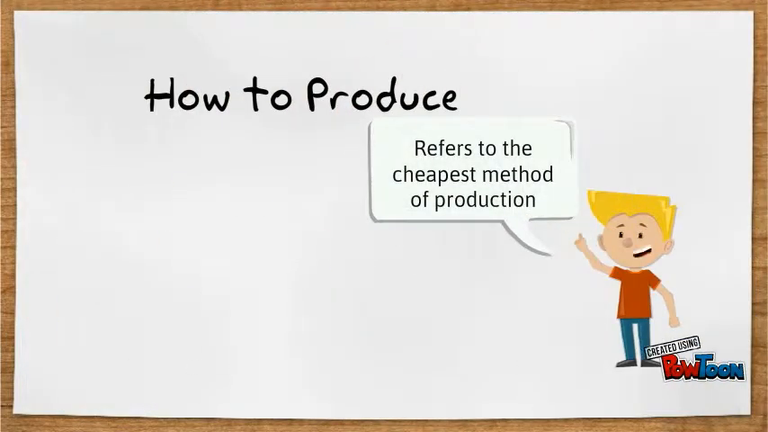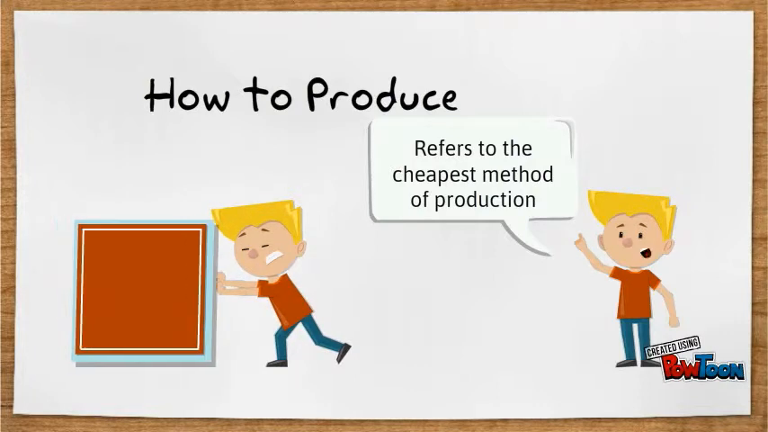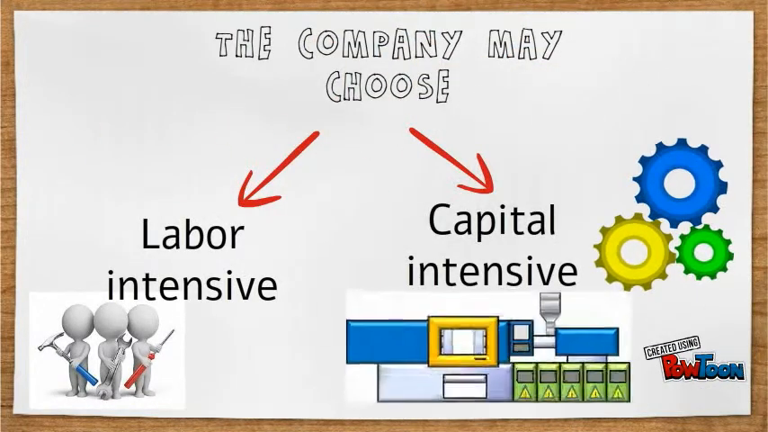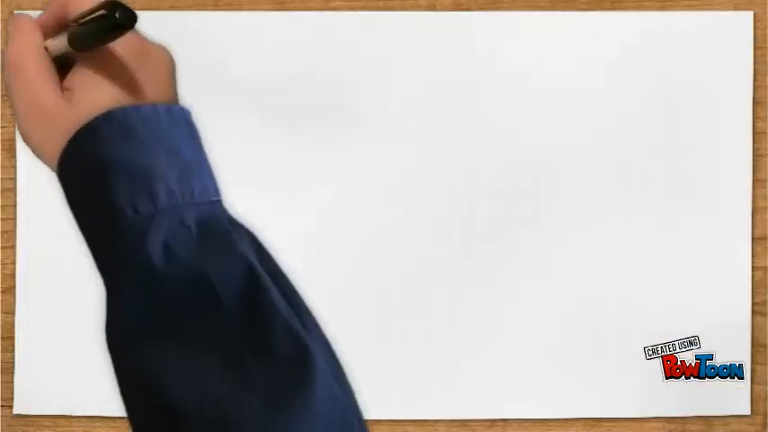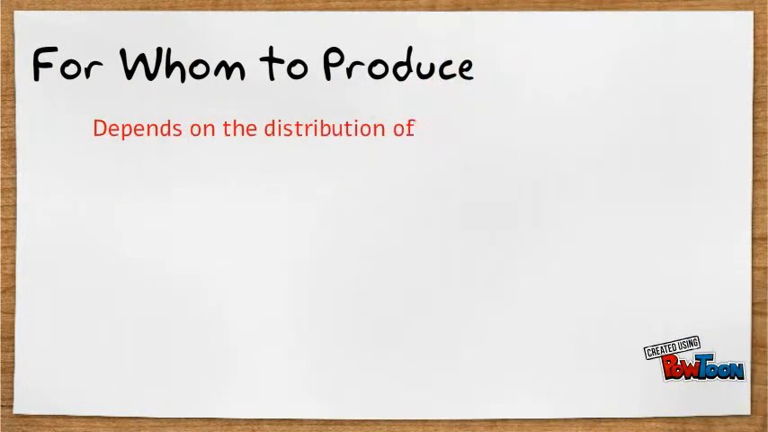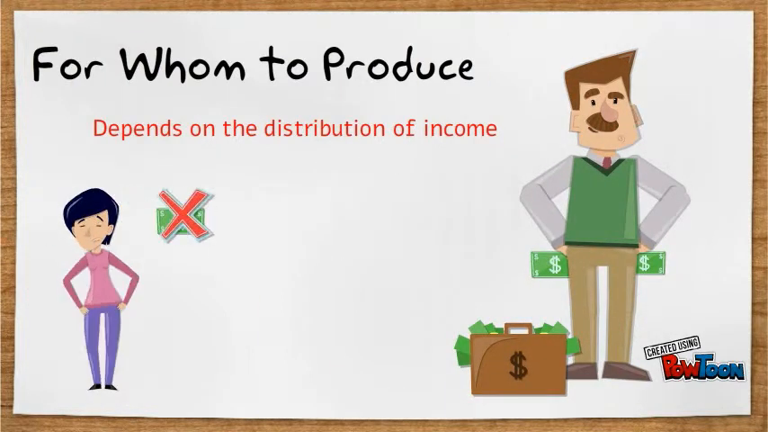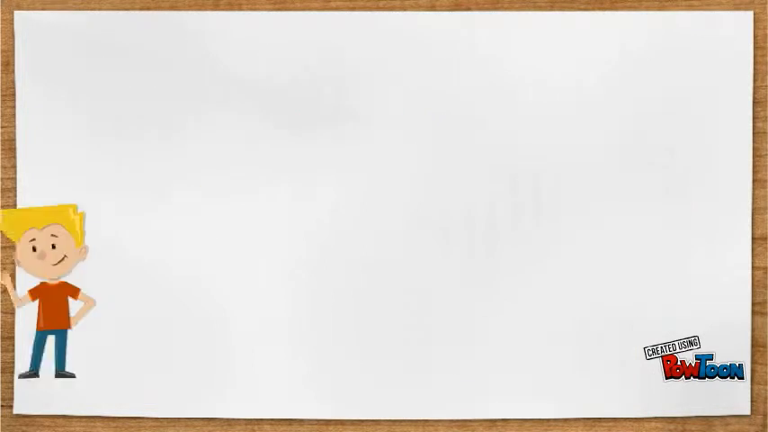Next, how to produce refers to the cheapest method of production. The company may choose labor-intensive or capital-intensive to minimize the cost of production. For whom to produce depends on the distribution of income. Goods and services are produced based on the demand from those who are from the higher income group or lower income group. We have reached the end of chapter 1.